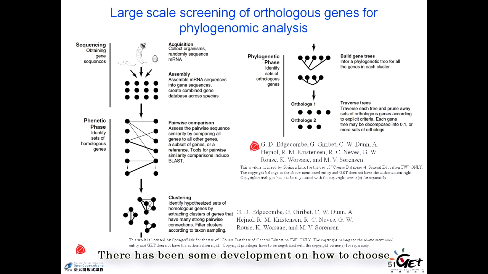There have been some developments on how to choose the best set of genes to be analyzed, and I would say the tool is still under development at this point in time. But basically, once you can use a particular algorithm to find an ortholog, then you can make a tree. So that's the basic idea.